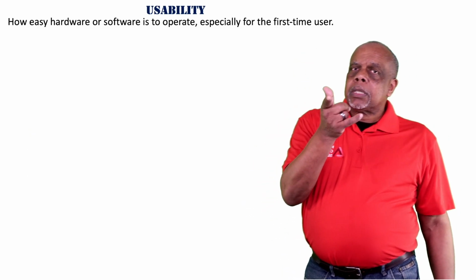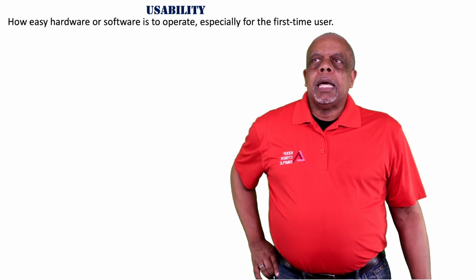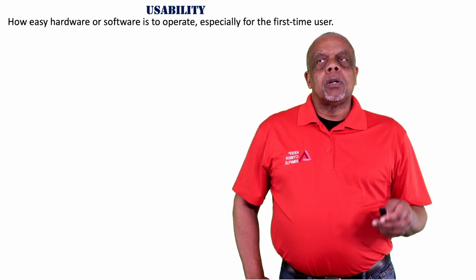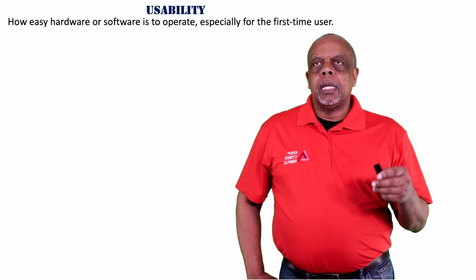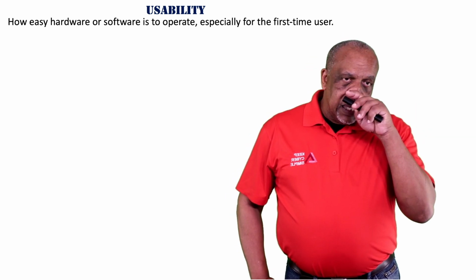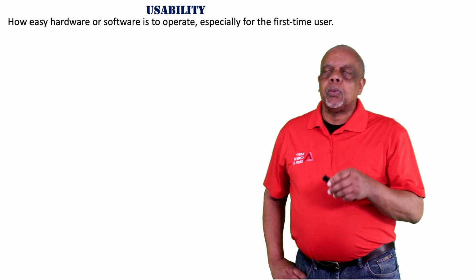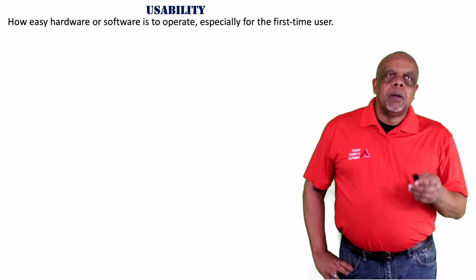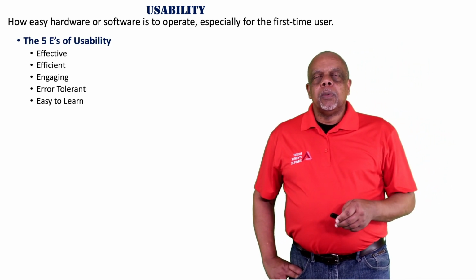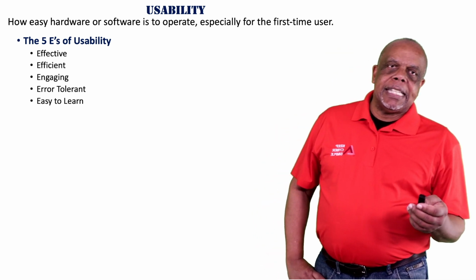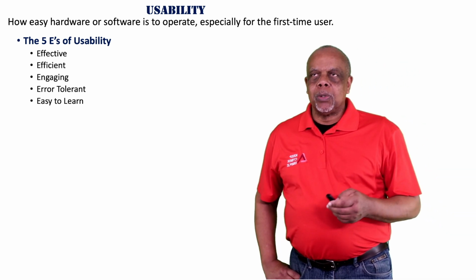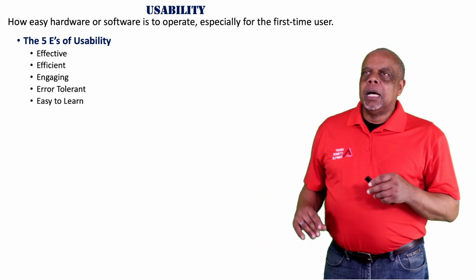The last one we're going to talk about today is usability. How easy is it for your hardware or software to operate, especially for first-time users? And really where you see a lot of this is on websites. Now, when we think about usability, we want to talk about the 5 E's of usability.